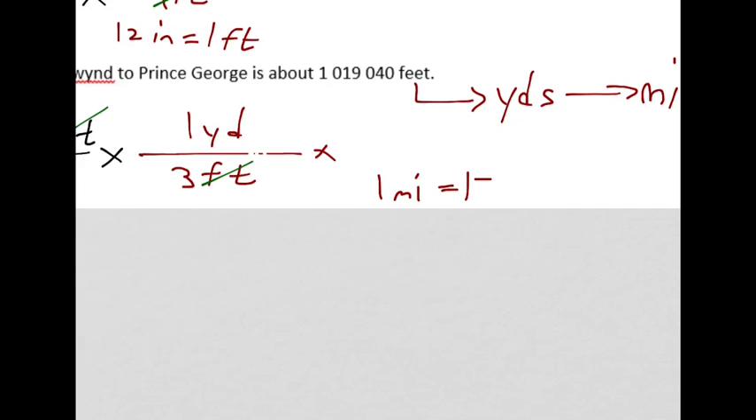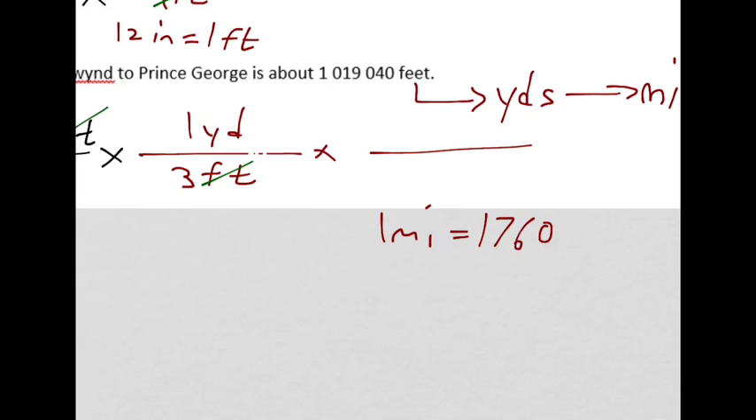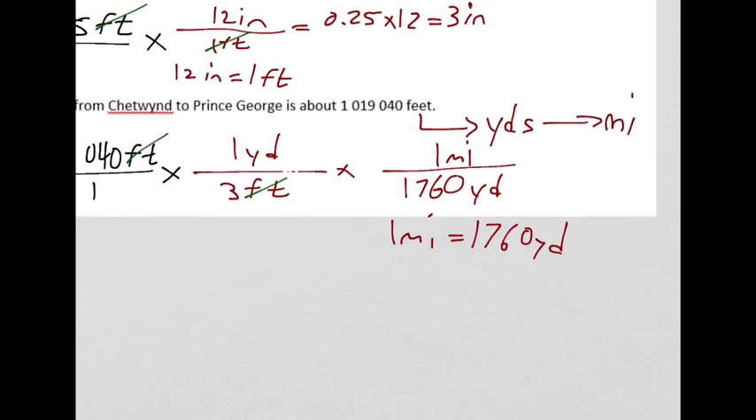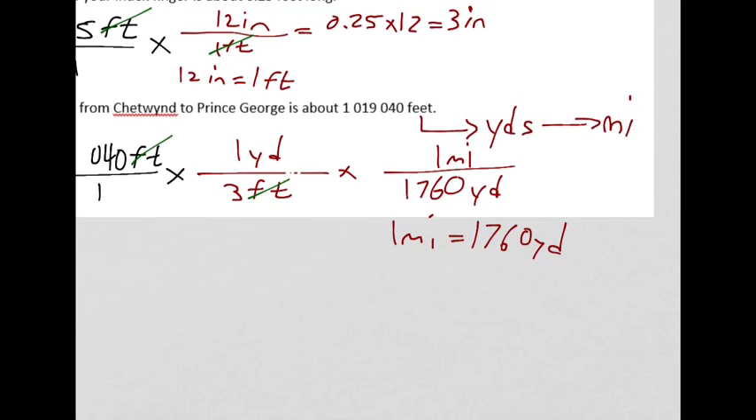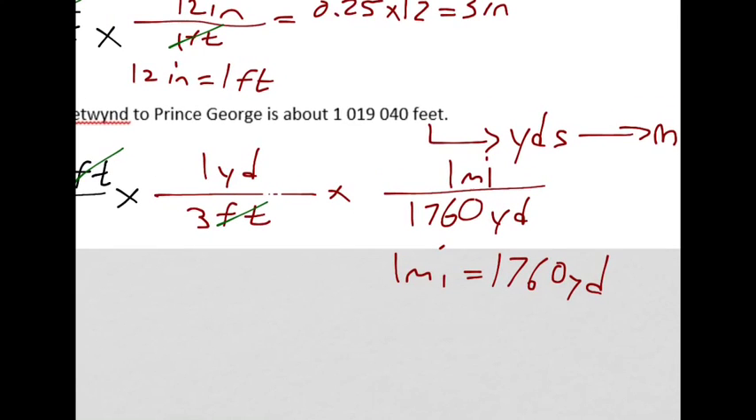There's 1,760 yards. So how do I create this? 1 mile equals 1,760 yards. You want the yards on the bottom, and miles on top. Good. How do you write mile? Is it MI? Yeah, MI. You can't put M because M means meter, right? Alright, so do my yards cancel? 1 on the top, 1 on the bottom. Looks like they do. Good.